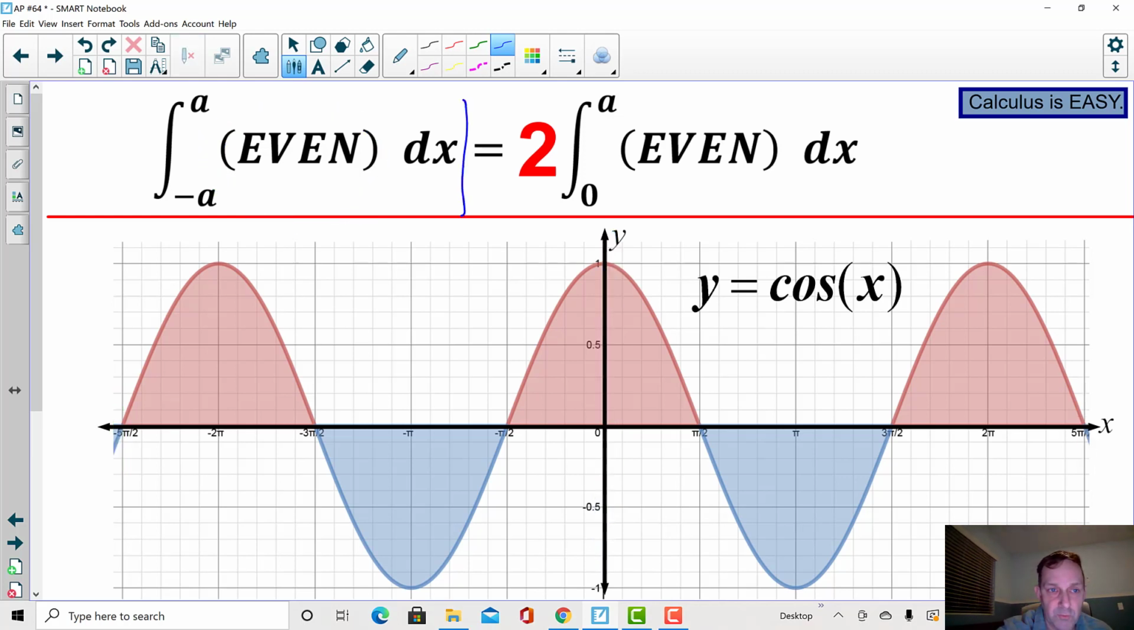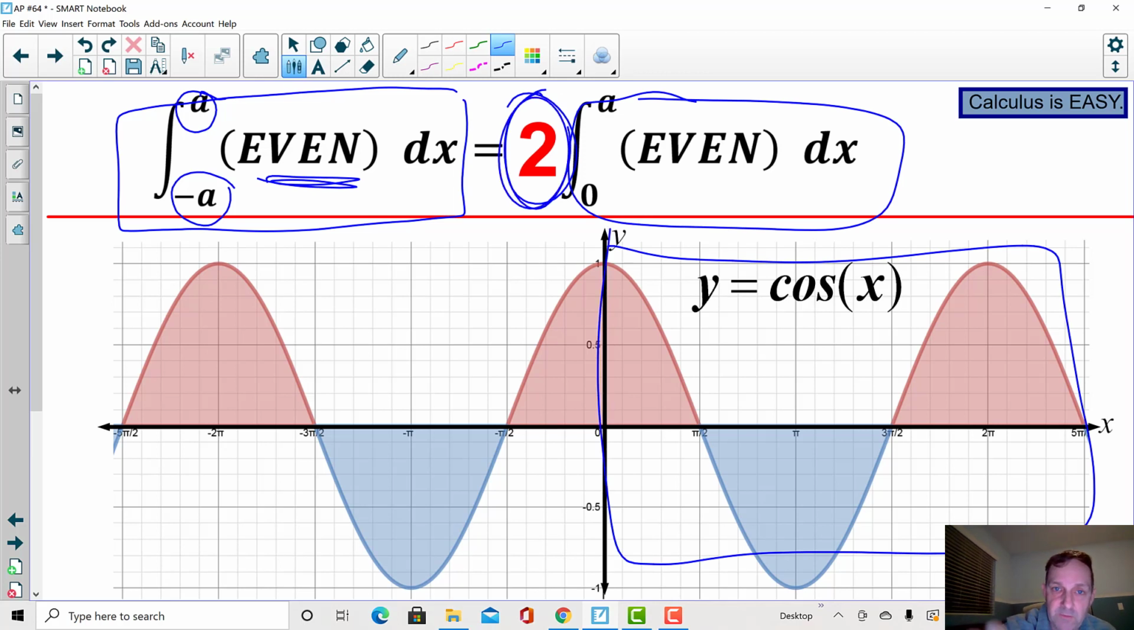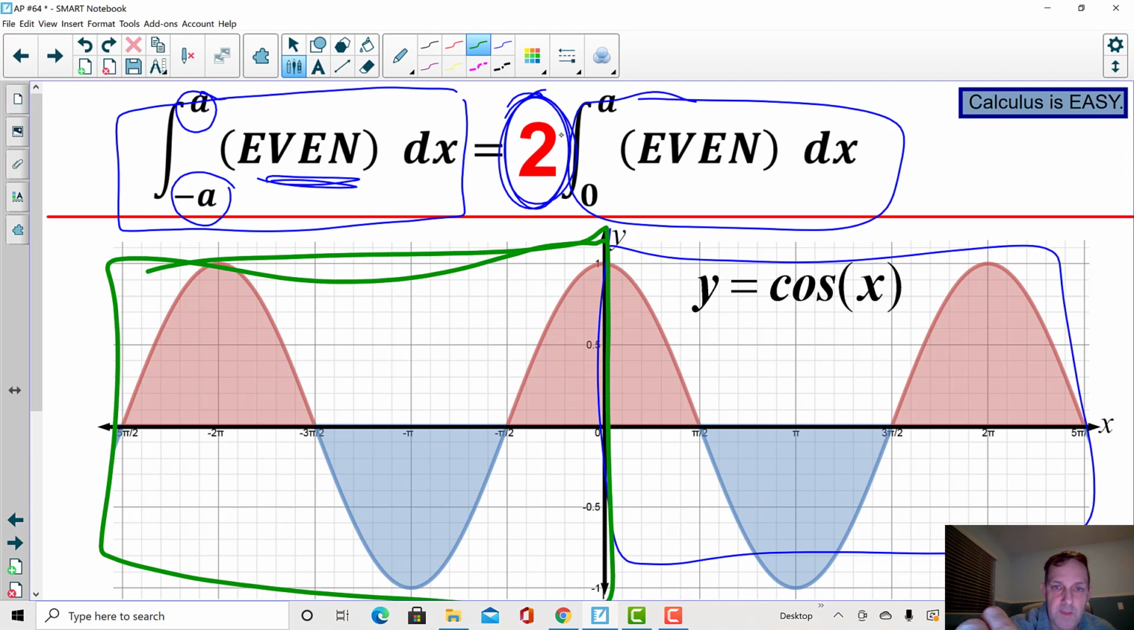So we have this special rule for even integrals. If you're going from negative a to positive a for an even integral, that would be the same as just multiplying half of it by 2. So you can just do the right half and then multiply by 2, or you could just do the integral for the left half and then double that answer as well. Either one would work. Let's do an actual example.